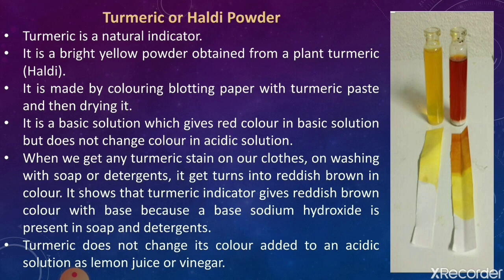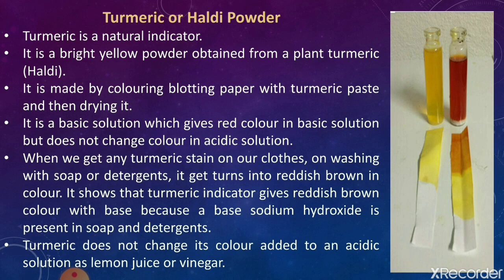All of you know haldi. As such, haldi powder, as such turmeric powder you can use for testing as an indicator. But in the market it is available in the form of paper strip. So how is it made? We just take a blotting paper and we have to coat it, or we put that paper strip in the turmeric paste, and we have to dry it. So turmeric is basically a basic indicator.